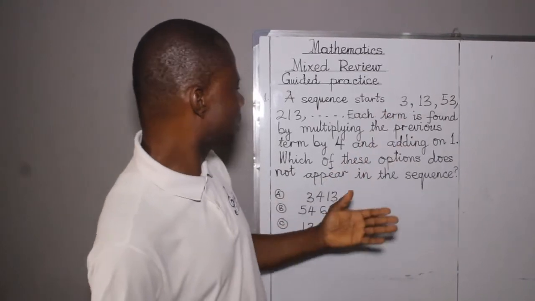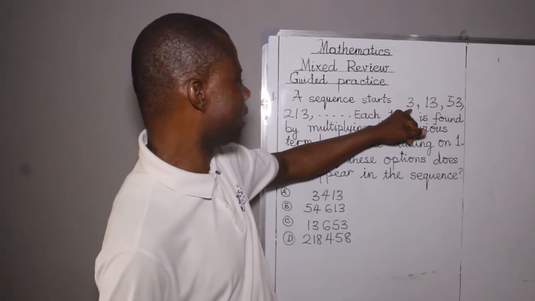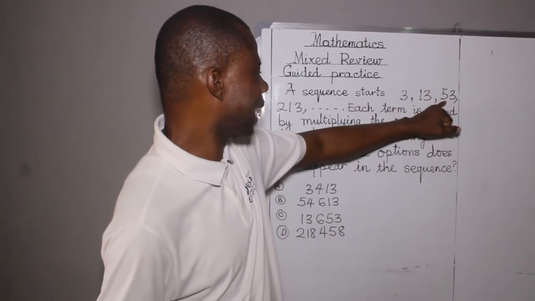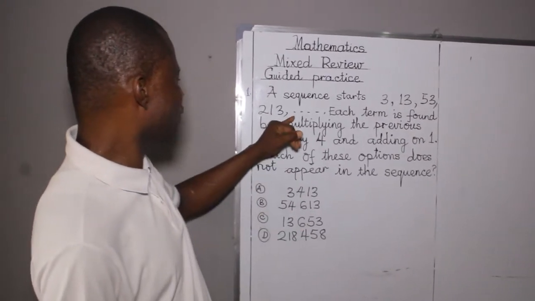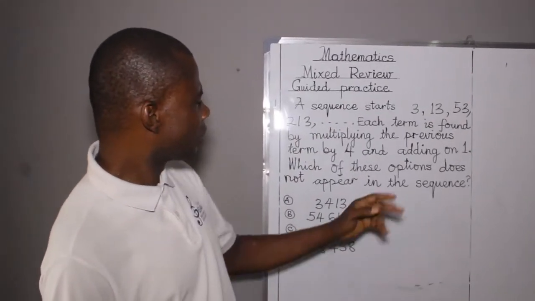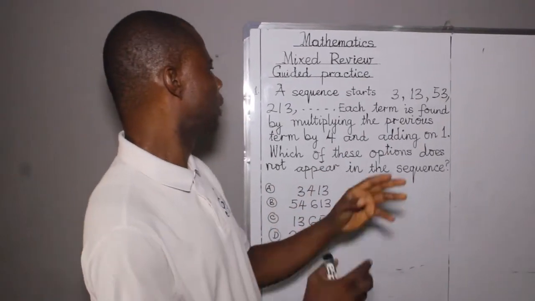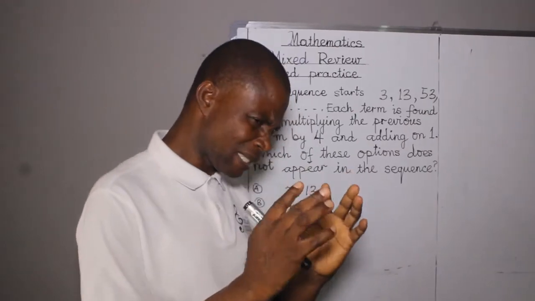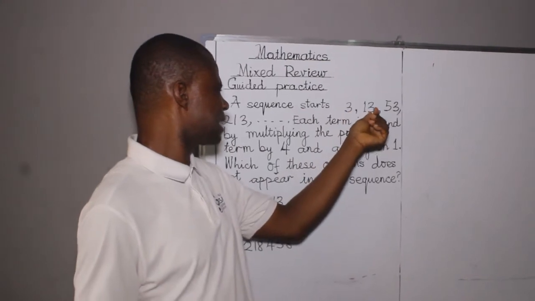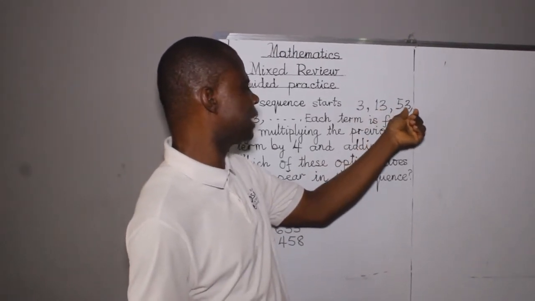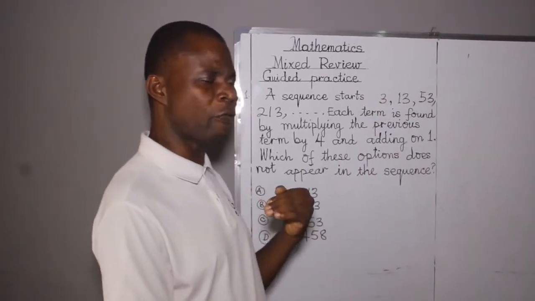For instance, in this question we have a sequence that starts with 3, followed by 13, next 53, next 213, and so on and so forth. Now the variation between 3 and 13 is a clue. Between 13 and 53, the same clue. What varies between this and this is the same thing that is applied on 13 to get 53, and so on and so forth. So we say the interval is uniform.